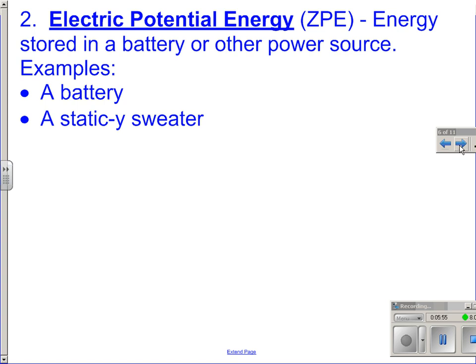All right, the next type of potential energy is what I'm going to call ZPE, which is electric potential energy. I didn't use EPE again because we already have elastic. So I used a Z because it looks like a lightning bolt and makes me think of zapping something, which makes me think of electricity. So there you go, ZPE, electric potential energy, is energy stored in a battery or other power source. Examples would be a battery, or sometimes you'll acquire static electricity, either on your sweater or your socks or whatever. That electric energy can be used, you know, if you put a battery in a toy car, it makes the car go, right? So you're converting electric potential energy into the kinetic energy of the toy car.